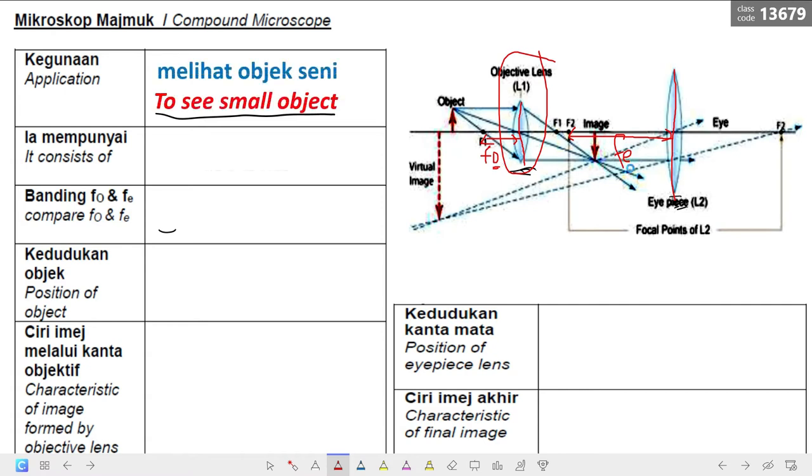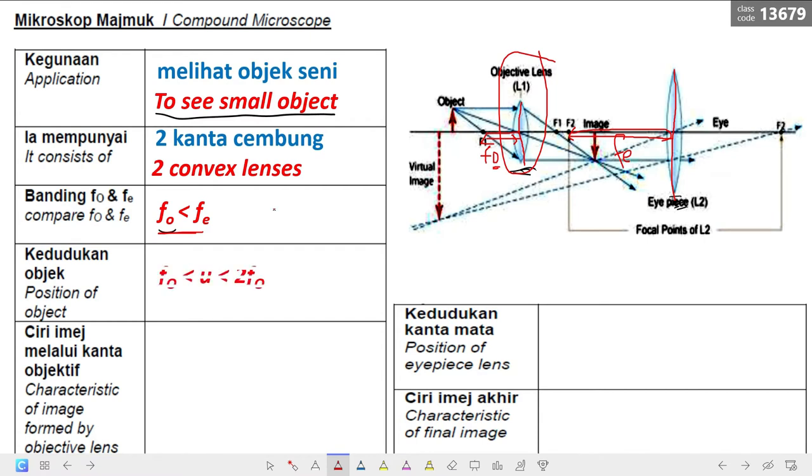If you compare the lengths of FO and FE, FE is much bigger than FO. So how about the position of the object? The object should be between FO and 2FO. This is your FO, and there is also 2FO. So the object is between FO and 2FO, and this is the object.